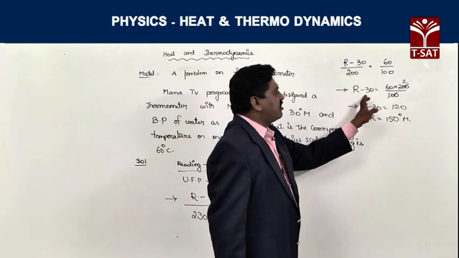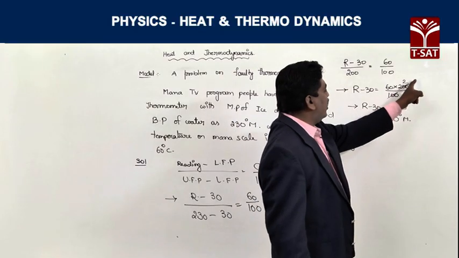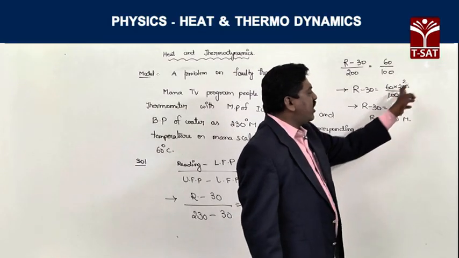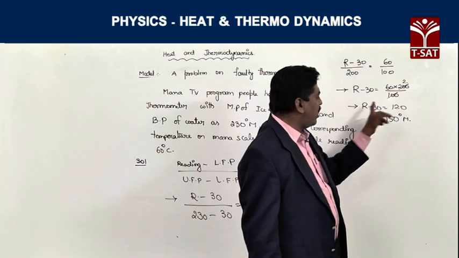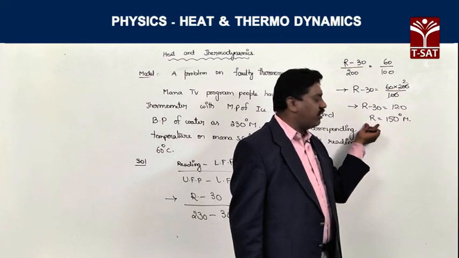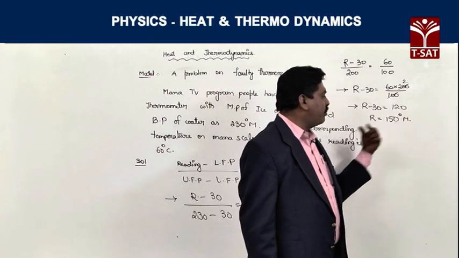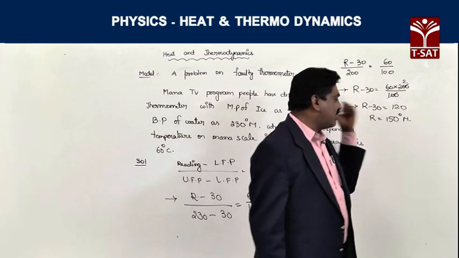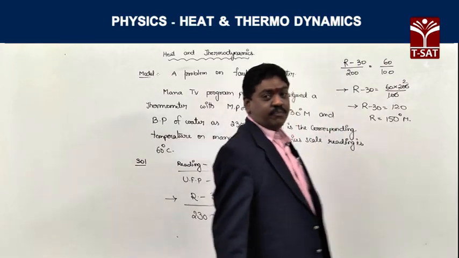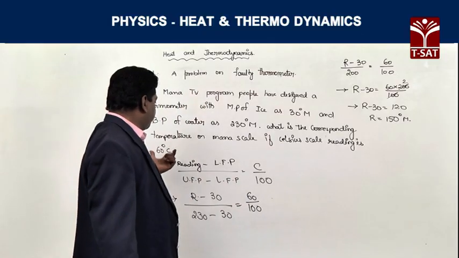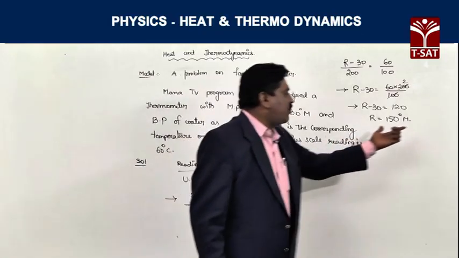So, 60 by 100. On substituting, we have R minus 30 by 200 is equal to 60 by 100, and R minus 30 is equal to 60 into 200 by 100, 100 ones and 100 twos, 2 into 60 is 120, shift 30 that side. What we are getting here is R equals 120 plus 30, and 120 plus 30 is 150 degree mana. Okay. So, the corresponding temperature of 60 degrees Celsius is 150 degree mana.